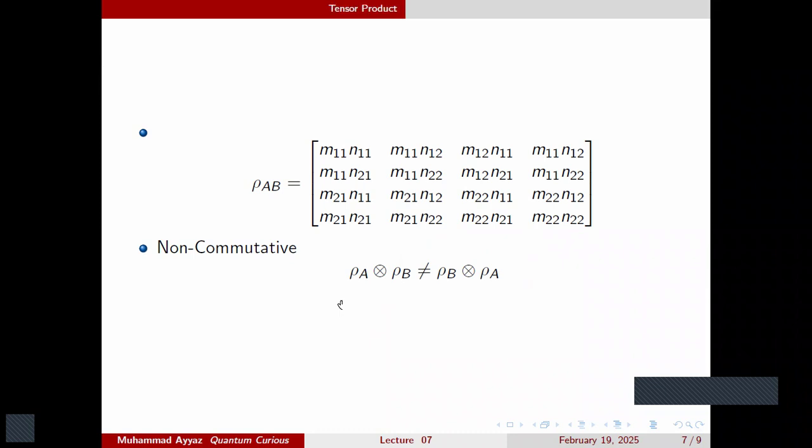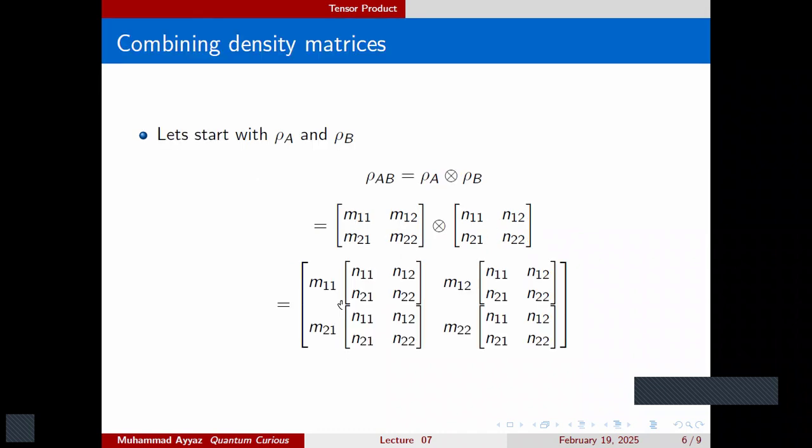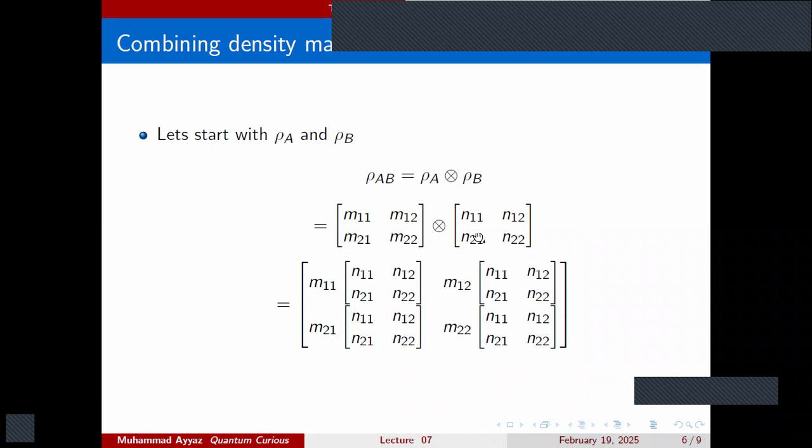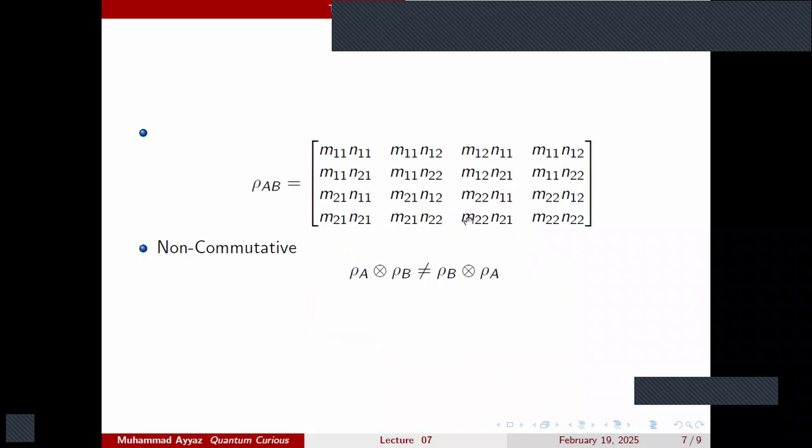So it is a rule, or you could say a very helpful trick, to find the dimension of the composite system. So if we start with the k by k matrices, we will end up with the 2k by 2k matrix. So that is the case for density matrices or their composite systems.